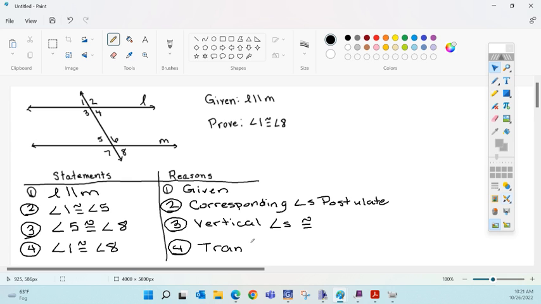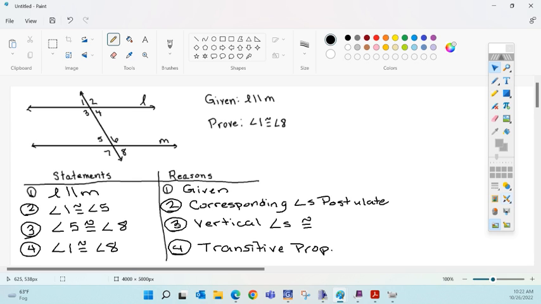Transitive property. Technically, it's the transitive property of congruence, but if you just write transitive property, that's fine. Okay, I'm not going to nitpick as far as whether you put of equals or of congruence. This part, number 3, does need that. So my proof is done because we've made a path from what we know to what we were trying to find, and everything had a good reason for it.